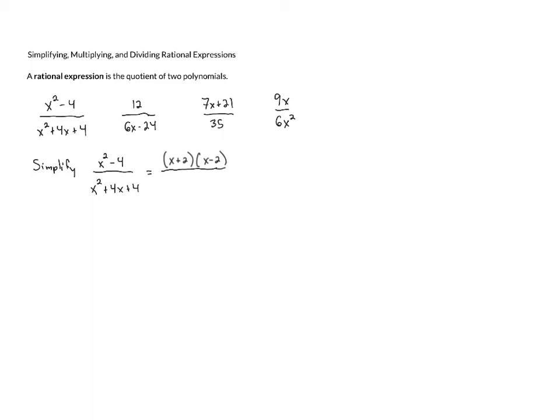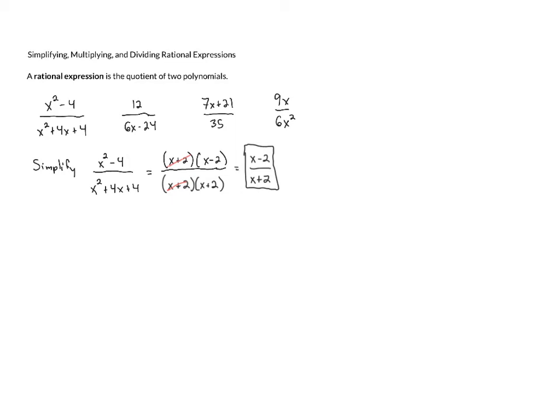In the denominator, this is a trinomial. We can use unfoiling here. We're looking for two numbers that have a product of 4 and a sum of 4. And those numbers are 2 and 2. So this becomes x plus 2 times x plus 2. And now that we've factored, we can see that the top and bottom both contain a factor of x plus 2 that can be canceled. And when we cancel that out, we're left with x minus 2 over x plus 2. And this is our final answer.